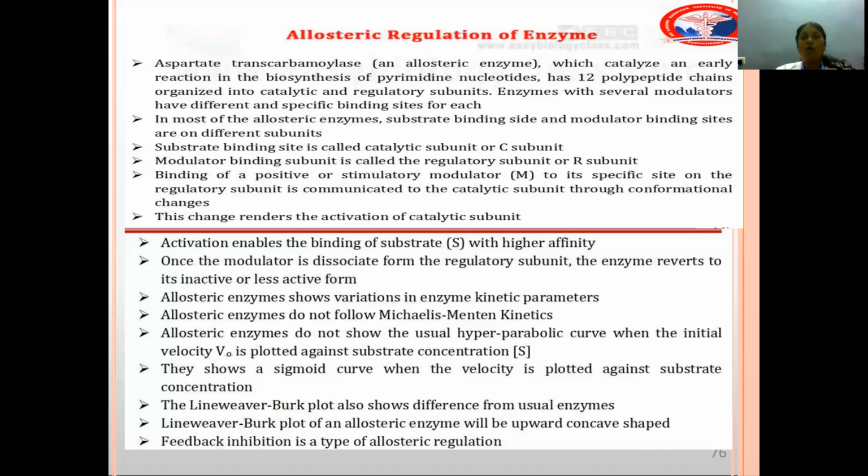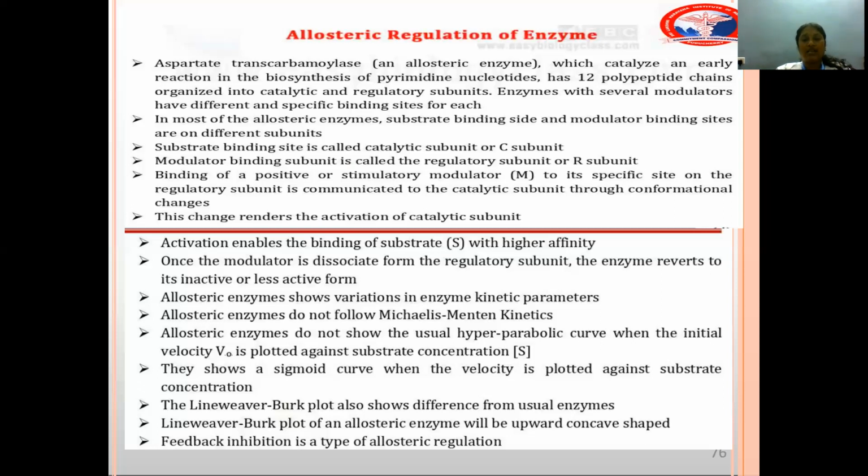Whereas allosteric enzymes will not necessarily follow the hyperbolic curve. Rather, they form a sigmoid curve. That is, when the velocity is plotted against substrate concentration, it will form a sigmoid curve. What it means is that there will be increased positive cooperativity. One molecule comes and binds to the regulatory subunit, which will increase substrate binding, and further modulator binding will further increase the binding of substrate to the enzyme molecule with higher activity. So here it forms a sigmoid curve.